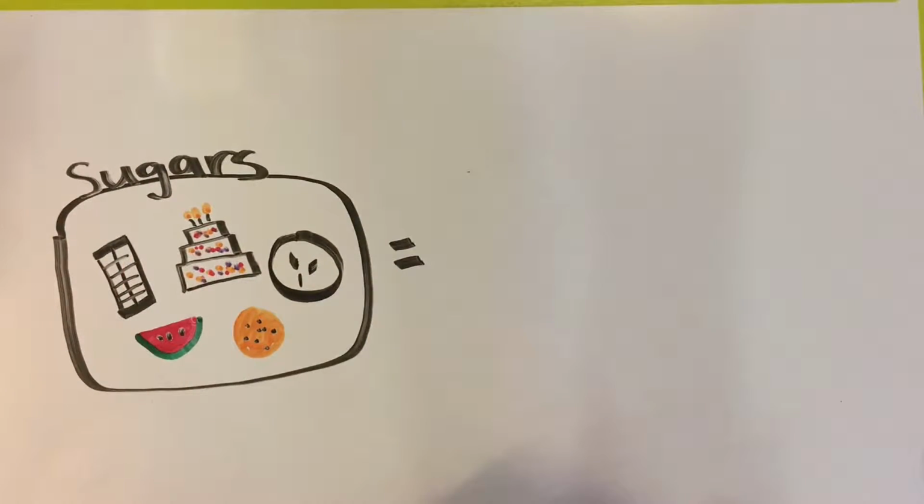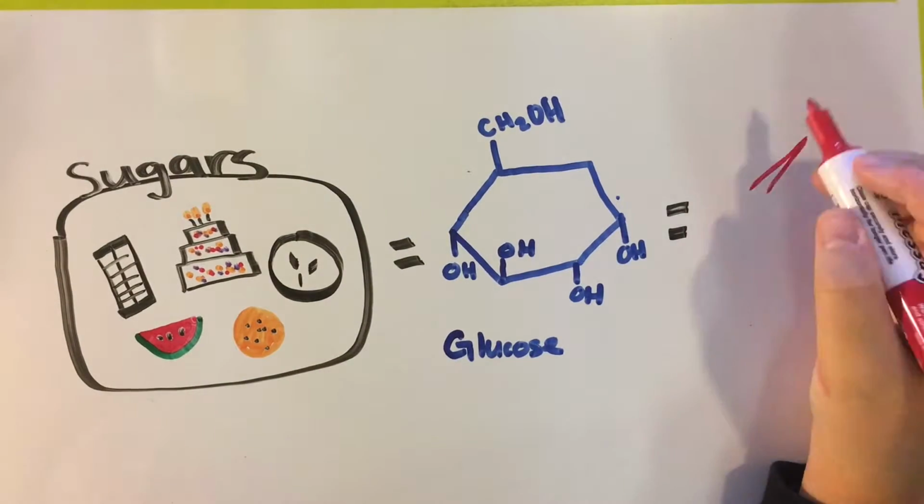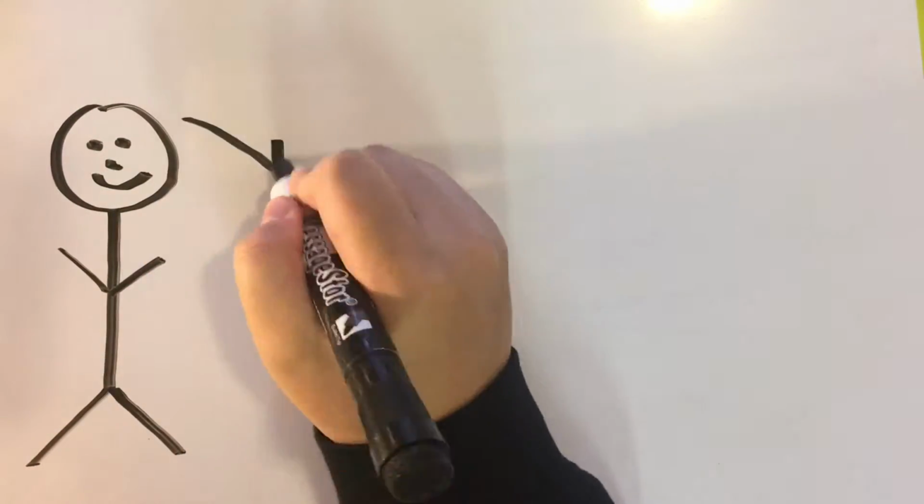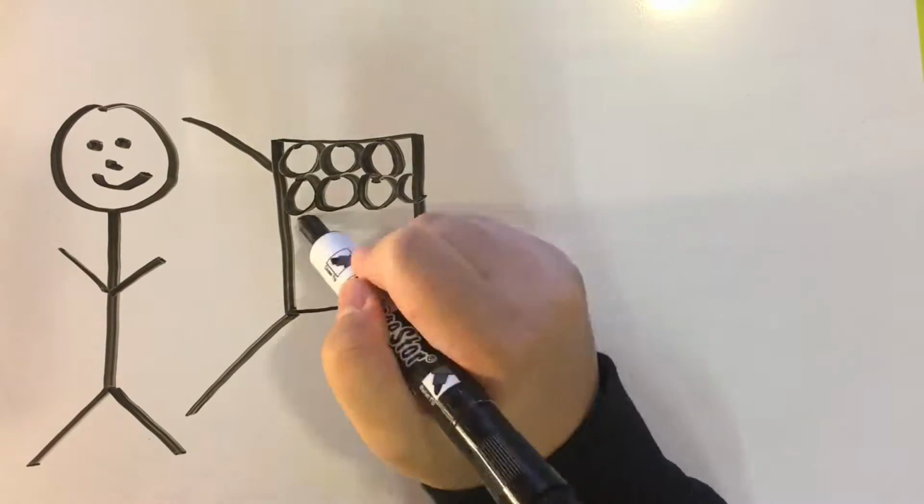Why should I care about what happens to sugar in my body, you might ask? Well, sugar, or glucose as we'll call it from here on out, is used by all the cells in your body as a source of energy. So it's pretty important.